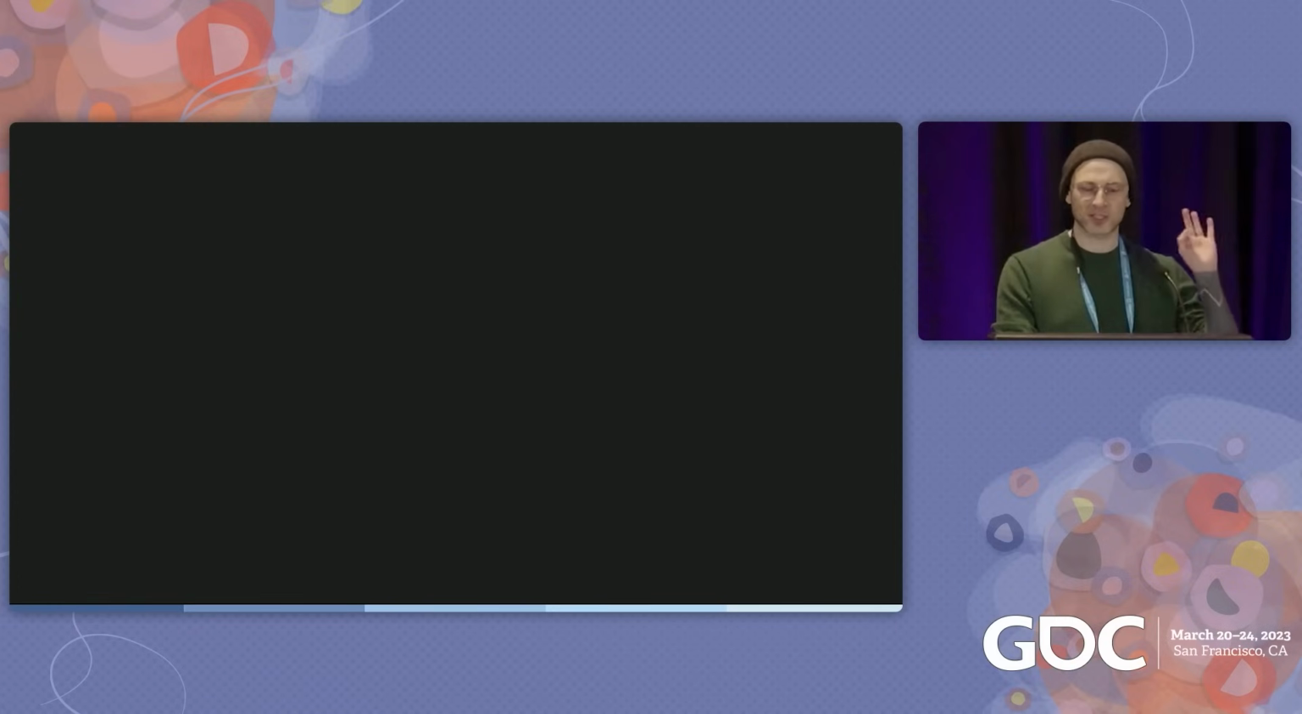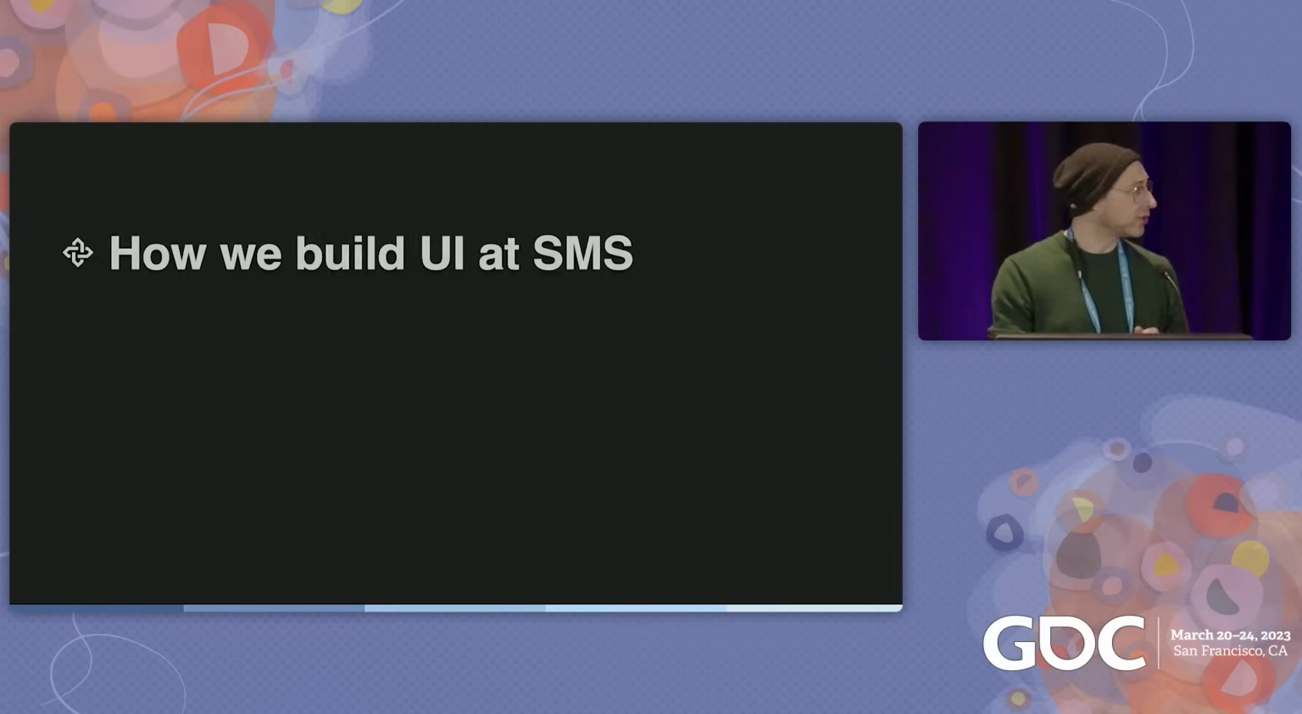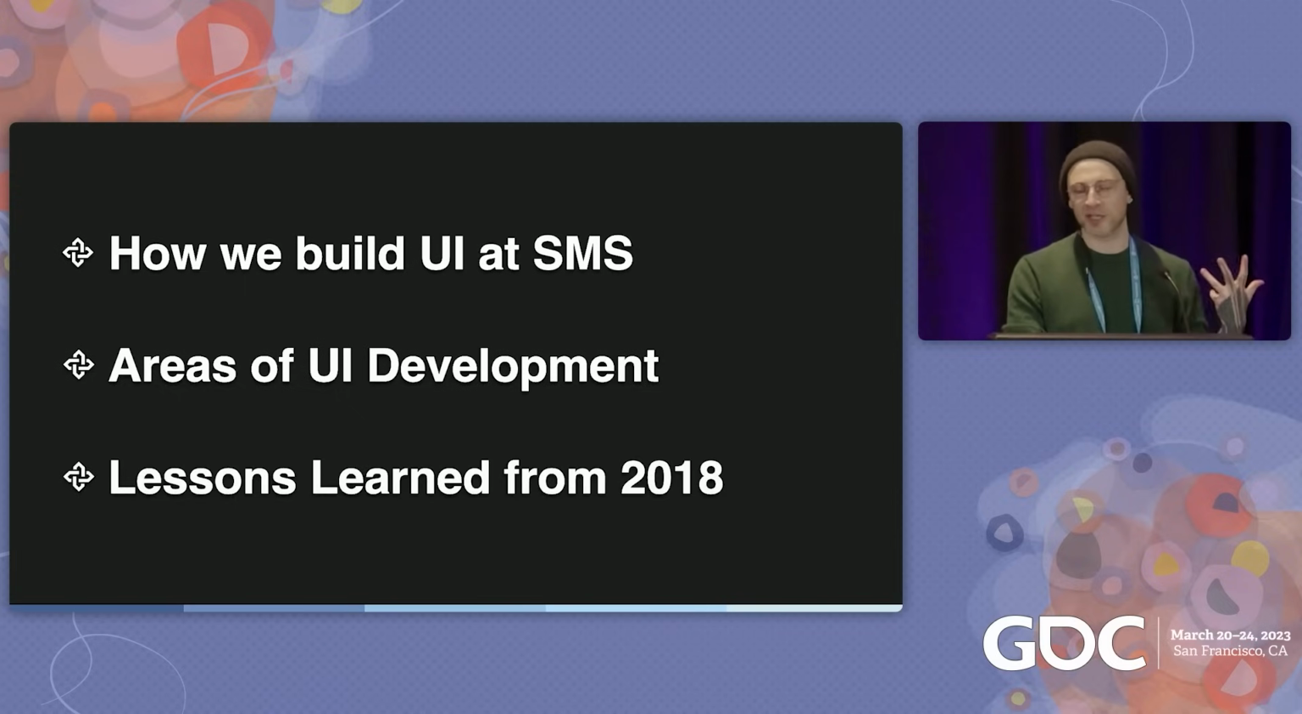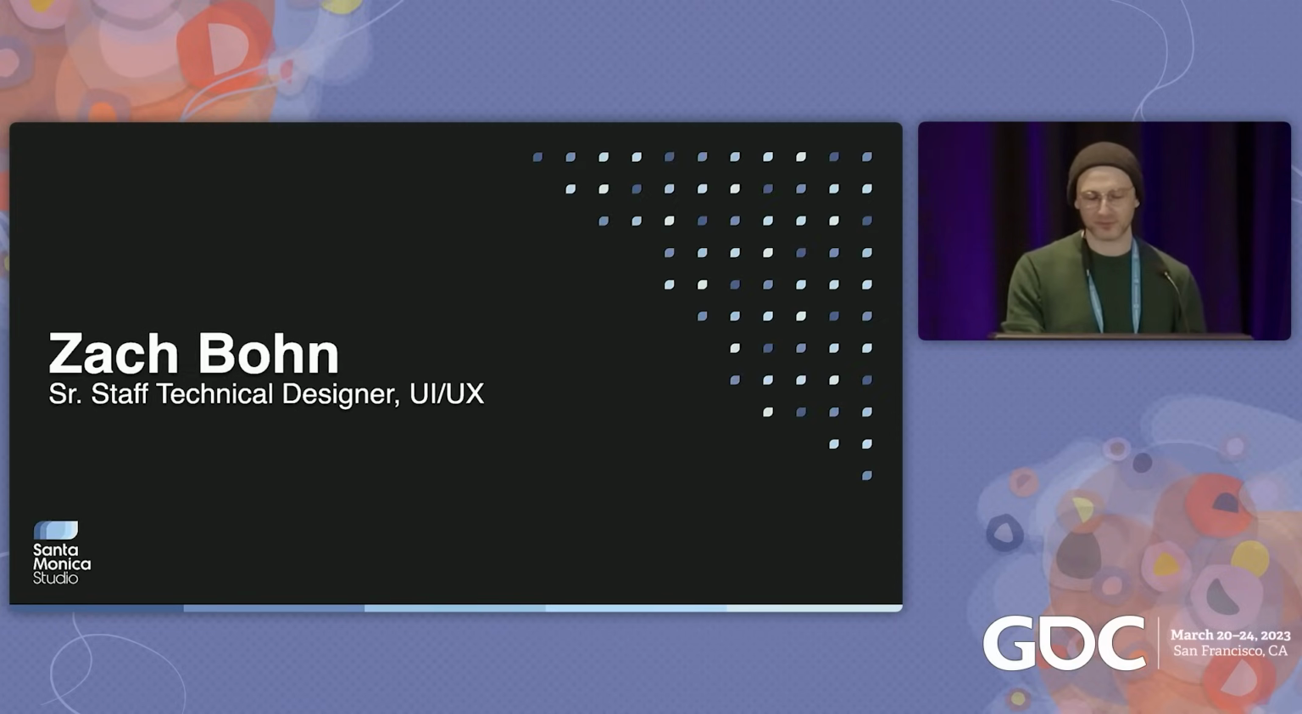To do that, we're going to talk about three topics. Number one, how do we build UI at Santa Monica? Number two, we're going to step through specific screens and interfaces to better understand what it took to create them. And then lastly, as we dive into the pause menu in particular, we're going to take a look back on 2018 and see what some of the lessons we learned from.